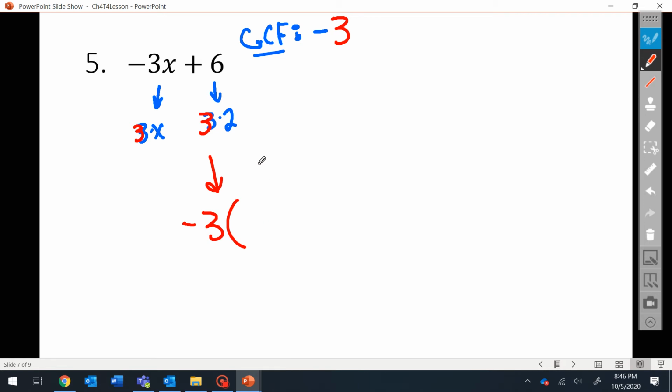What I have left over is x, and then this sign is going to change because I'm factoring out a negative, so it's going to change to minus. Alright, so when you factor out a negative, all the signs change. This x becomes a positive x, and this 2 becomes a negative 2. So my factor is what's left over in blue, which is x minus 2. Because my 2 is left over, my x is left over. So x minus 2. So my factored form with the GCF factored out is negative 3 times x minus 2.